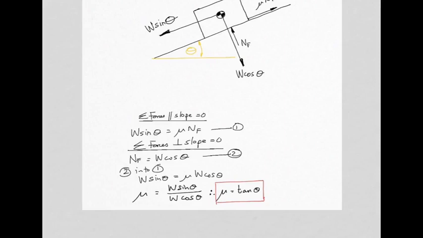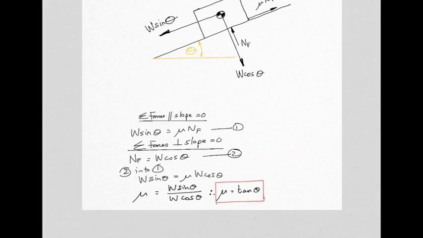So wherever we see an NF in equation 1, let's replace it with W cos theta. And that would give us the following. And then we can make mu the subject of the equation, and we end up with W sine theta over W cos theta. W's cancel, and you're left with tan theta. So that is the confusion between this and the angle of friction. The formulae look very similar, yet they are completely different.